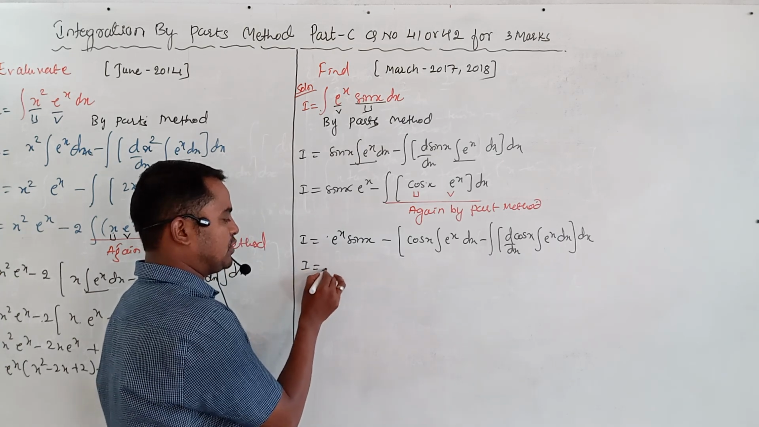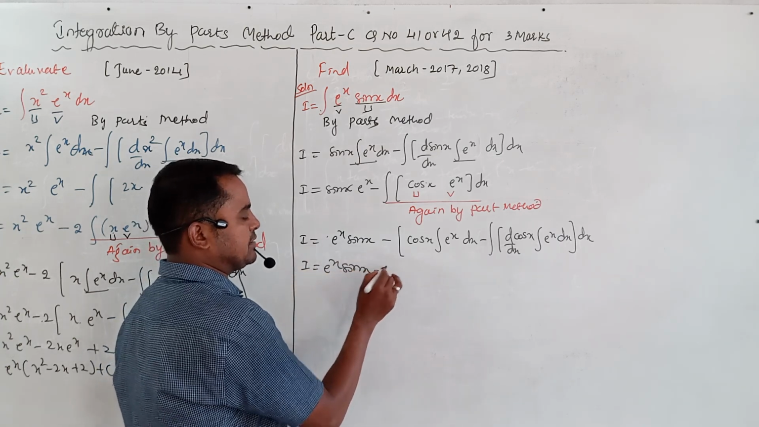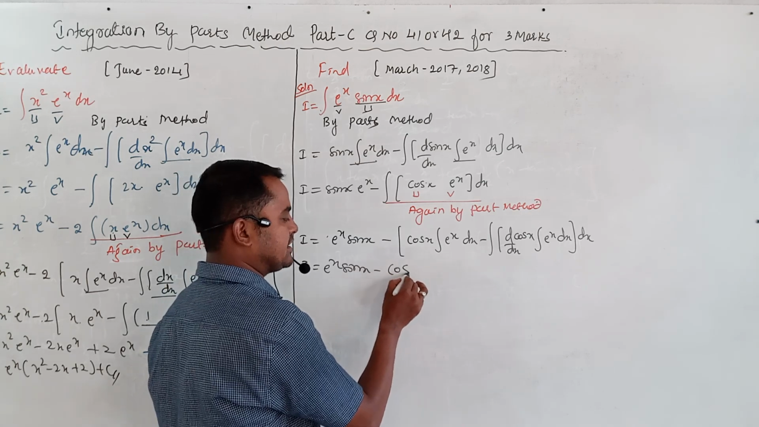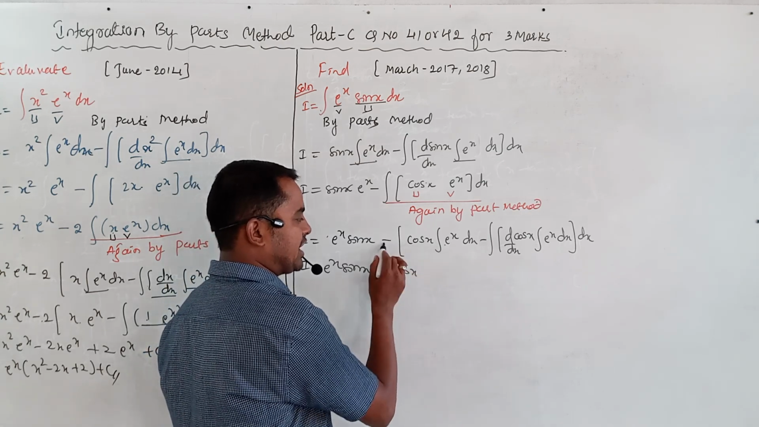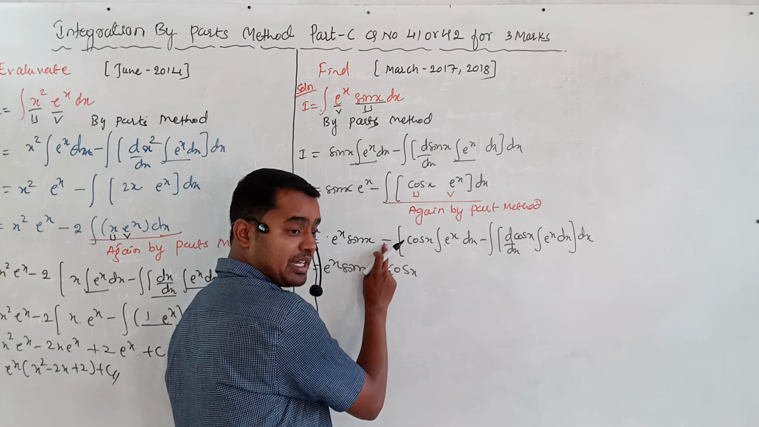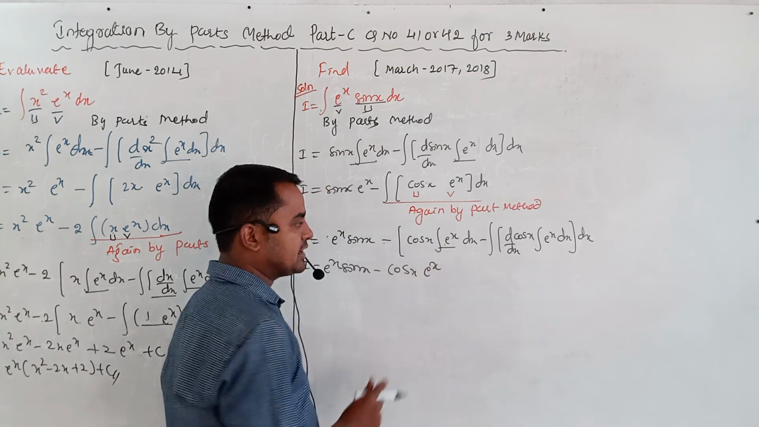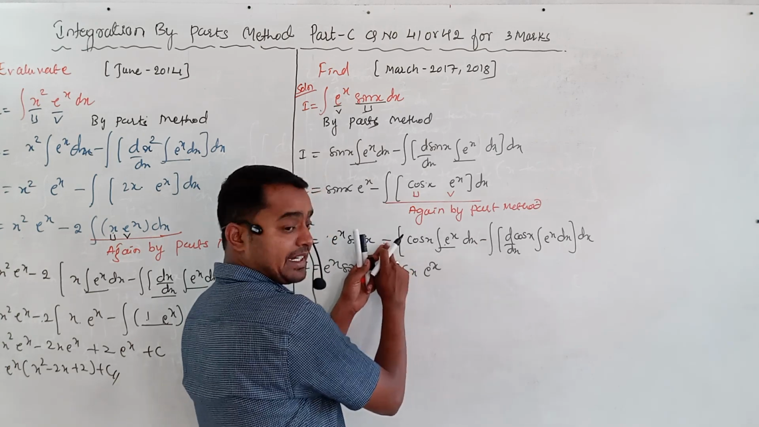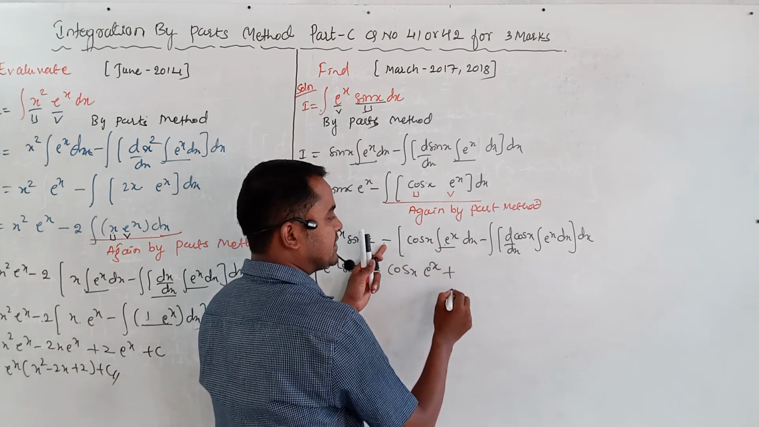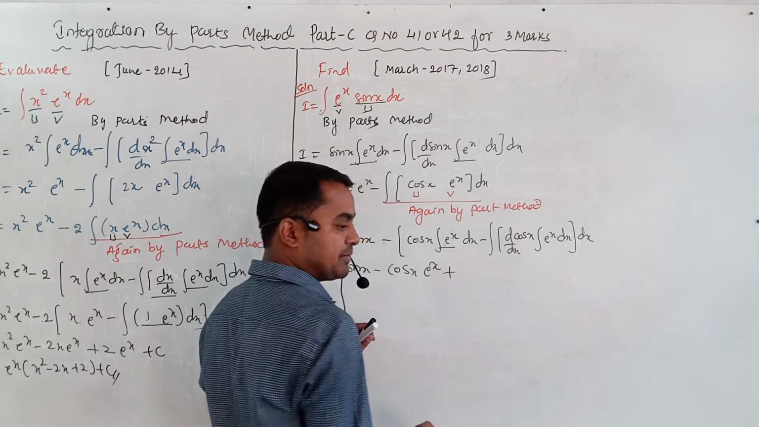Now I is equal to e raised to x sin x minus cos x as it is, integration of e raised to x, again multiplying with what? This minus sign also. Integration of e raised to x is what? E raised to x. Yes, minus into minus. See, this minus into this minus, plus derivative of cos is what? Minus sin x.